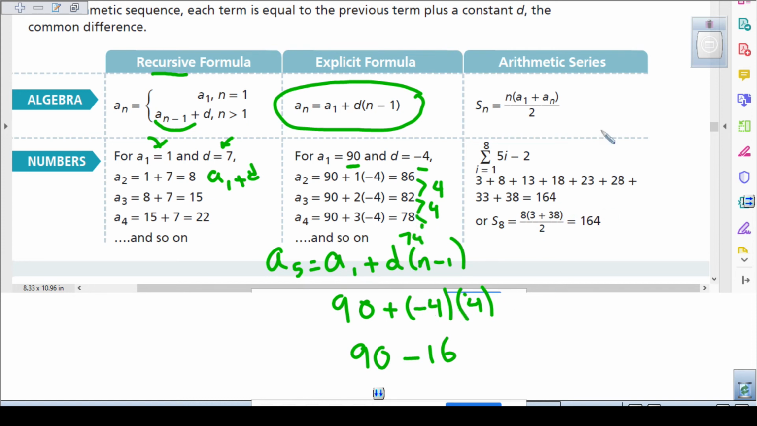All right. And then the last one here is the arithmetic series. A series is when you sum them up, you add them up. So here is the formula for the series. S sub n, you add them up in this format here, is n times a sub 1 plus a sub n, divided by 2. So once again, S sub n equals n times a sub 1 plus a sub n, divided by 2.